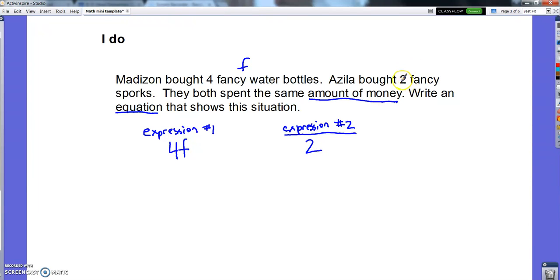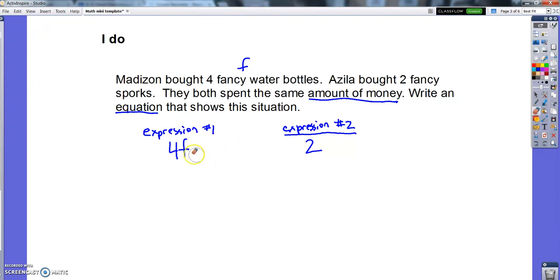I already used F. How about, since they're both fancy, I can't say this. I can't use F to be the price of the fancy water bottle and the fancy spork, because that makes it seem like they're the same unknown value, and I don't know if they are. So I can't do that. So why don't we use F for the water bottle and S for the spork. If you use an S, you just got to be real careful to make sure it doesn't look like a 5. It's kind of easy to make them look like 5s. It's one of the variables we don't use very often because of that.